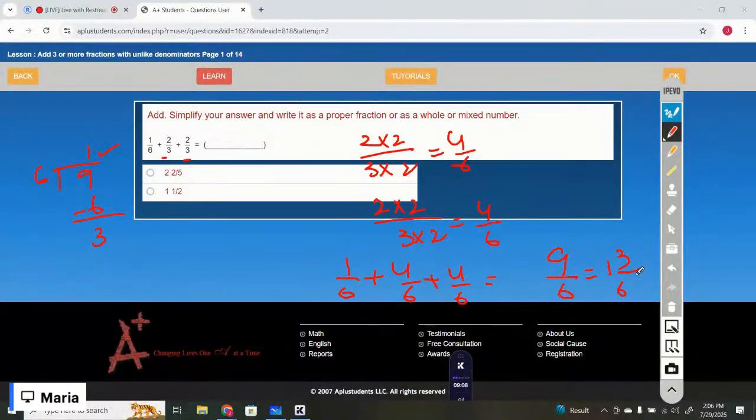Here 3 by 6, we can divide both of them by 3. So that is 1 whole 1 over 2. Option number 2 is the correct option, that is 1 whole 1 over 2.